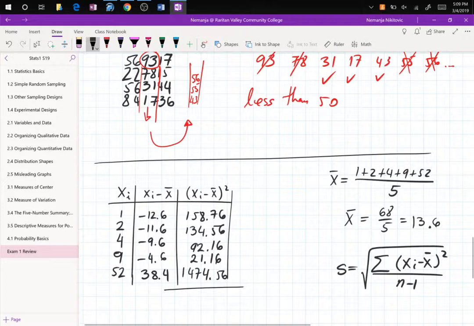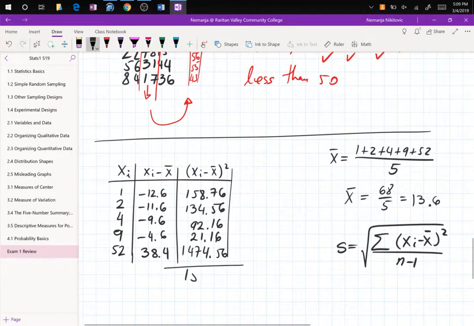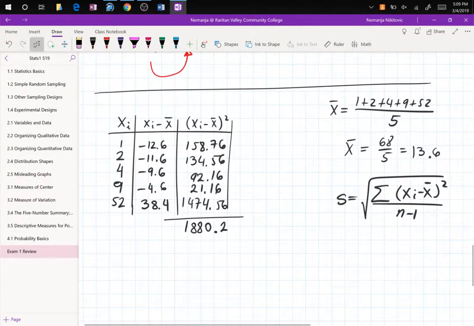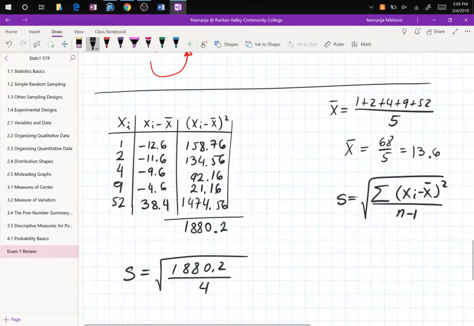134.16 plus 158.16. They add to 1,880.2. So our standard deviation now is the square root of 1880.2 divided by 4, because it's n minus 1. The number of your sample is only 5, so 5 minus 1 is 4. So we divide this by 4 to get the square root of 470.05, and then we are going to square root this number.